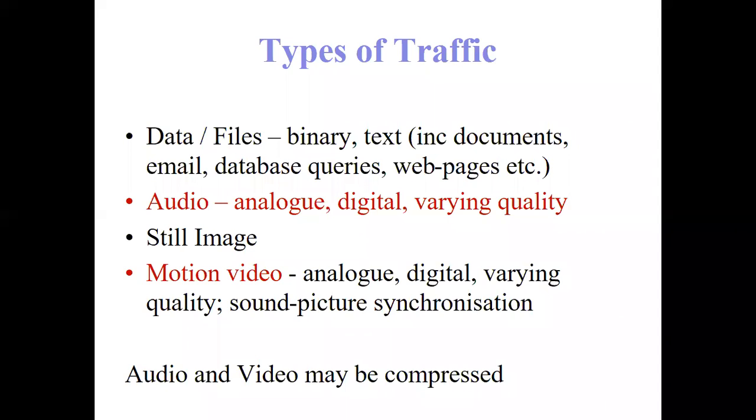Then types of traffic, we can be dealing with audio sometimes. So audio is a type of traffic that is found on the network. It could be data or files, or audio, analog, digital, or varying quality. Then we have still images. It's also a type of traffic. We have also motion videos: analog, digital, varying quality, sound, pictures, and synchronization.